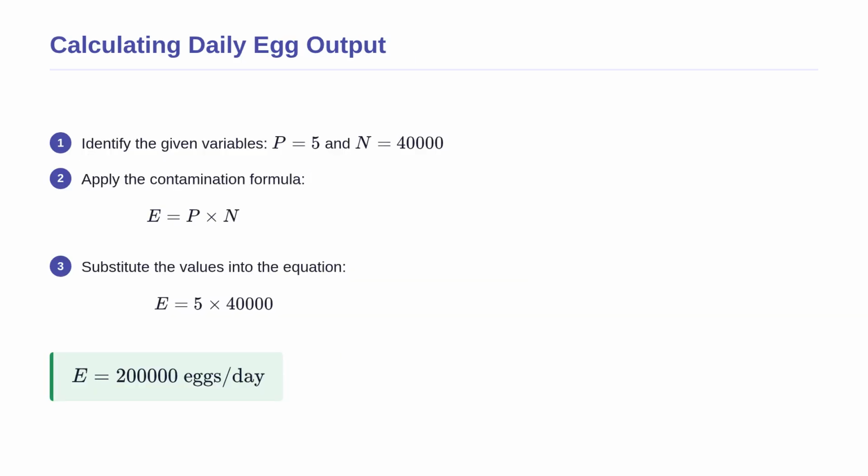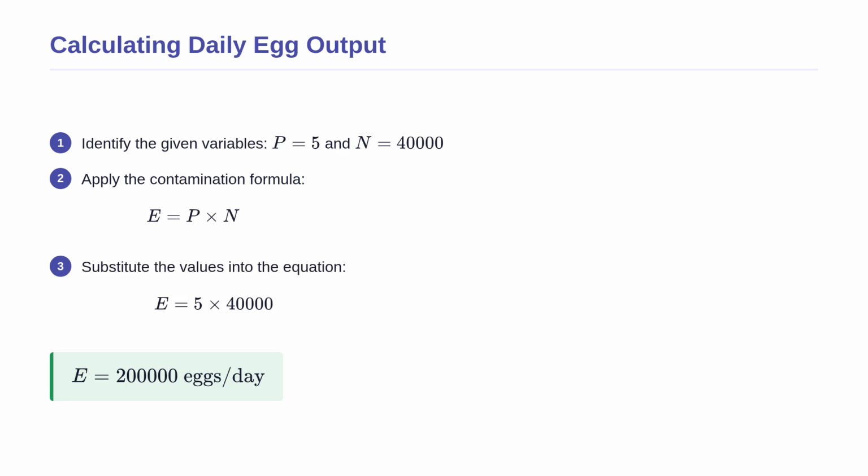Now that we have our formula, let us apply it to a concrete clinical example. We are given a patient infected with a single adult Taenia solium tapeworm. This patient sheds an average of 5 gravid proglottids per day, and each proglottid contains approximately 40,000 eggs. We need to calculate the total daily environmental contamination rate. We start by writing our formula. E equals P times N. We substitute 5 for P and 40,000 for N. Multiplying these together gives us our final answer of 200,000 eggs per day.